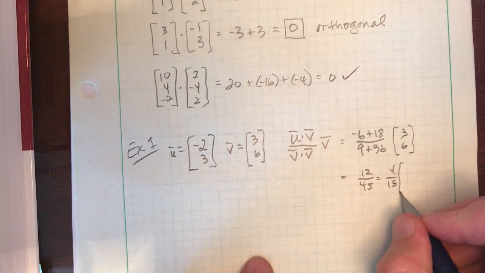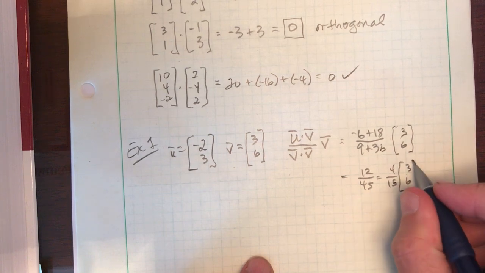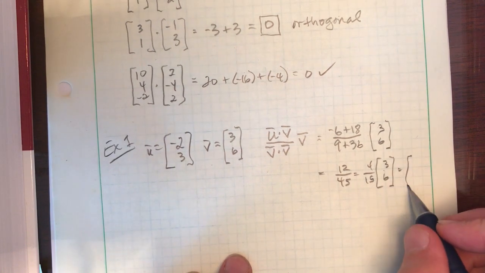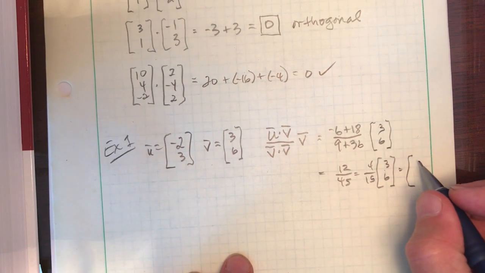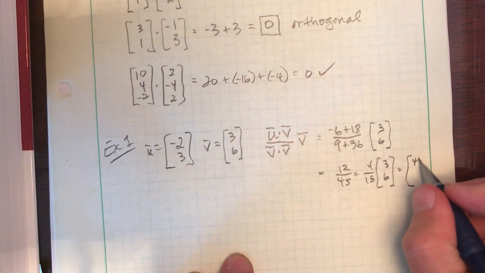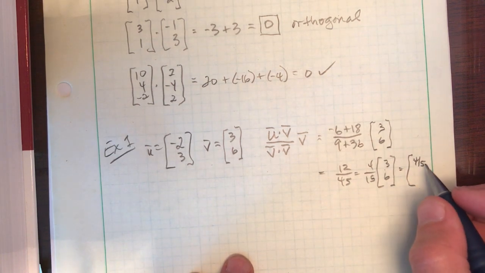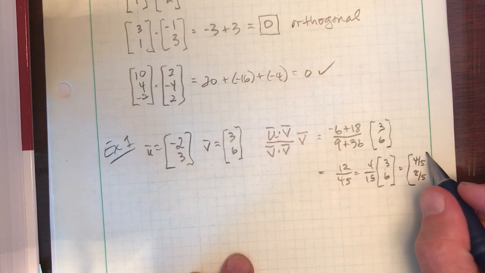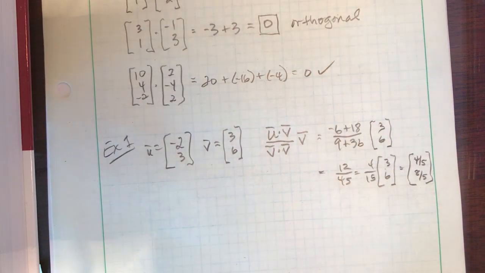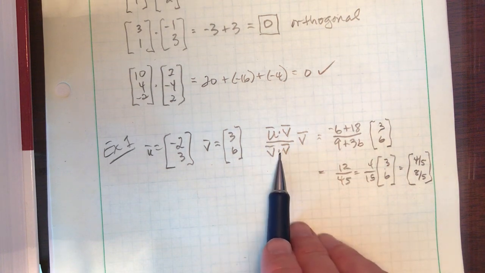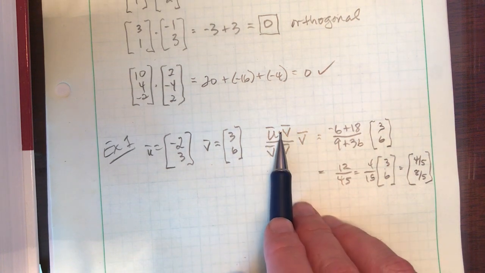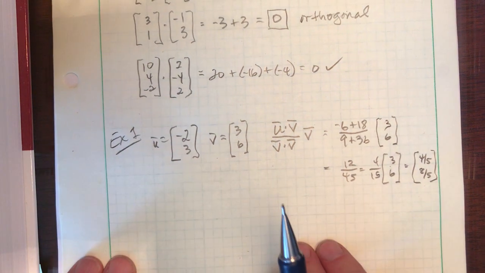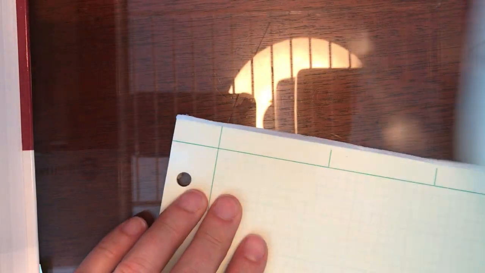And if I scale that times 3, 6, and clean that up, my final vector ends up being 4/5, I believe, and 8/5. Good. So again, it's just giving you an expression using the dot product inside, cleaning up a fraction and scaling it like normal. All right, next example.